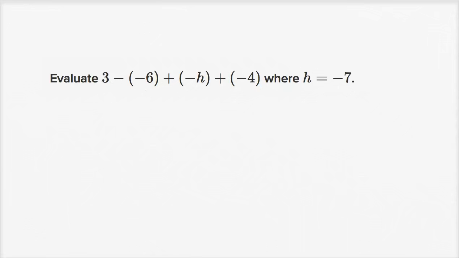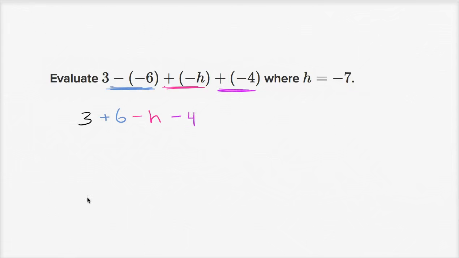Let's actually do that. My brain feels like doing that. So this expression, I have the 3, but instead of subtracting a negative 6, that's going to be the same thing as just adding 6. So 3 plus 6. And adding a negative h, that's the same thing as just subtracting h. So 3 plus 6 minus h. And then adding a negative 4, that's the same thing as subtracting 4.